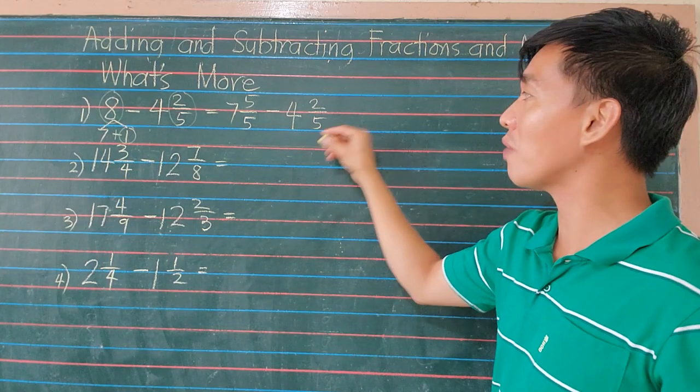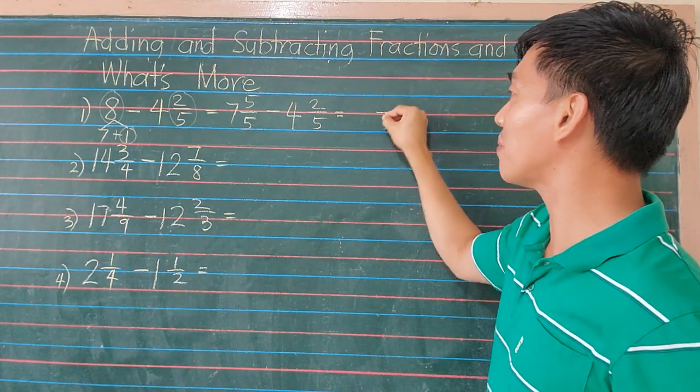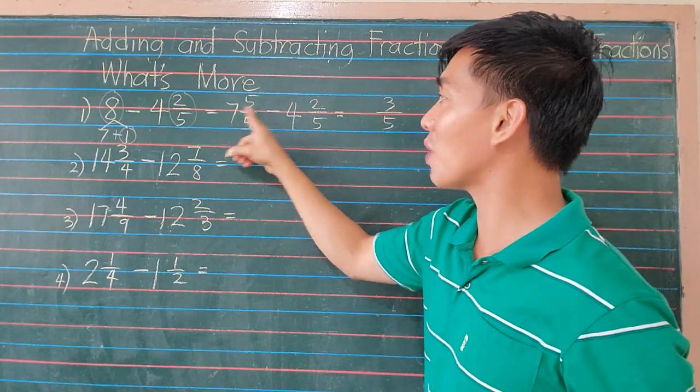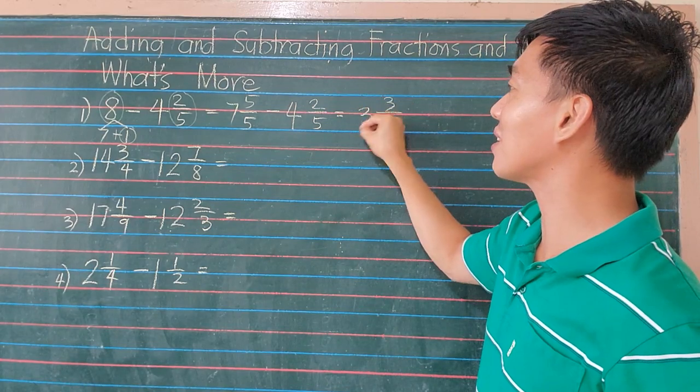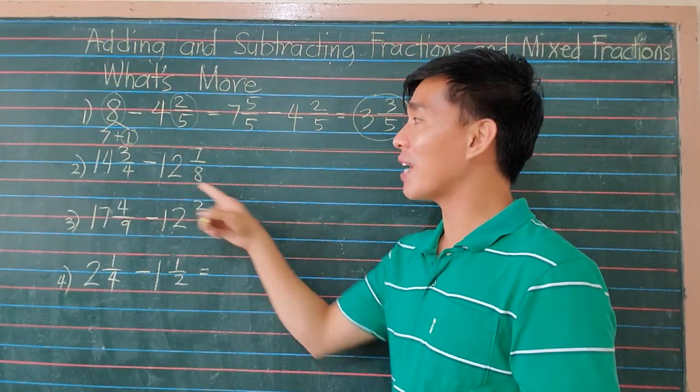Now, the next thing that we have to do is, pwede na natin i-subtract. So copy the common denominator and subtract yung numerator. So, subtract also the whole number next. So that is 3 and 3/5. Let us now proceed to item number 2.